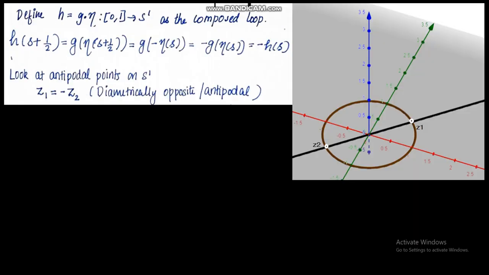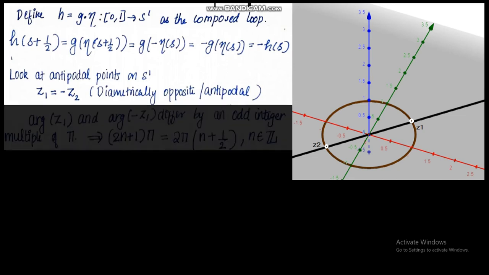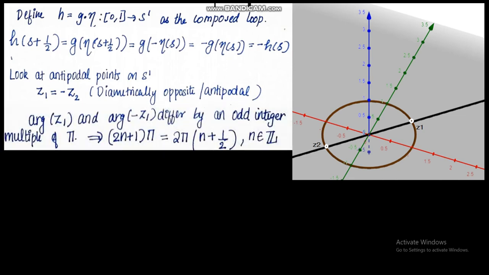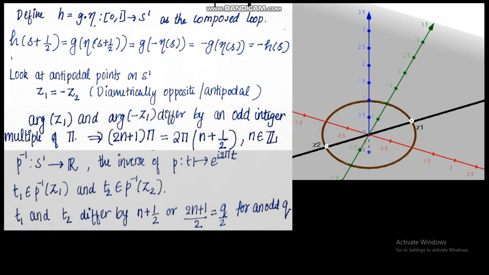Define h as the composed loop of g with eta. From the previous equations, we get h of s plus 1 by 2 is equal to minus h of s. Look at the figure on the right. This is our equatorial loop. The antipodal points on S1 are negations of each other, which is z1 is equal to minus z2. From our understanding of complex numbers, the arguments of the two antipodal points differ by an odd integer multiple of pi, which we can rewrite as 2 pi into n plus 1 by 2. Remember this n plus 1 by 2.